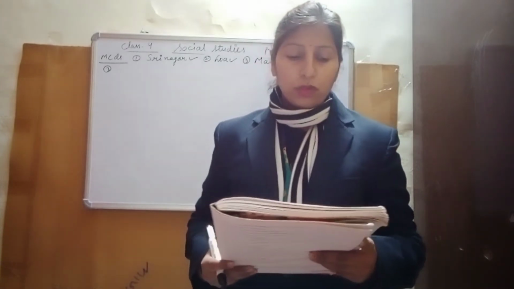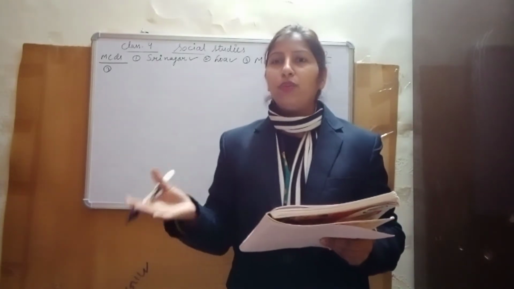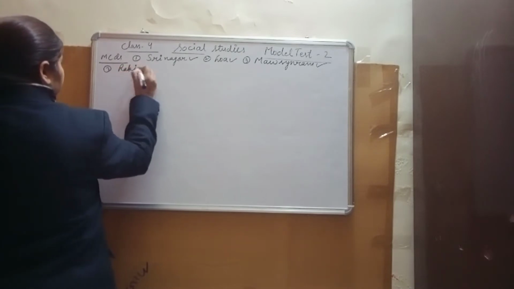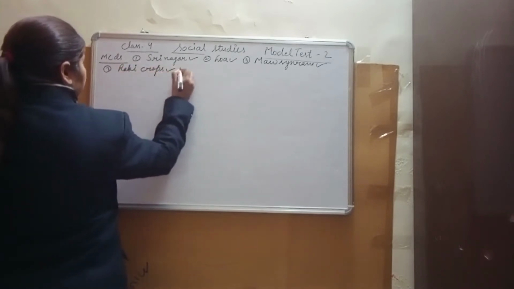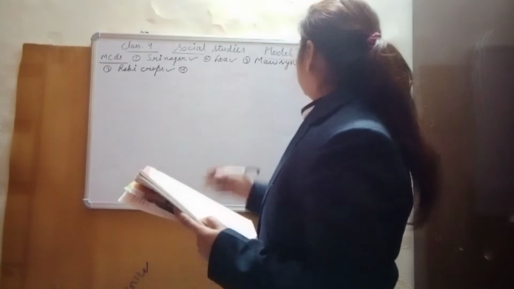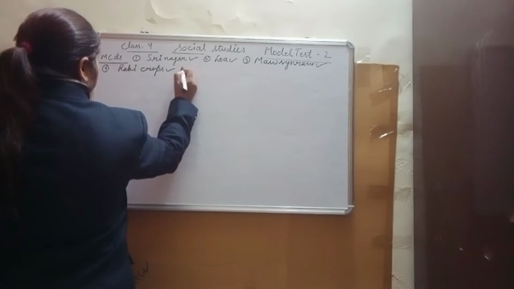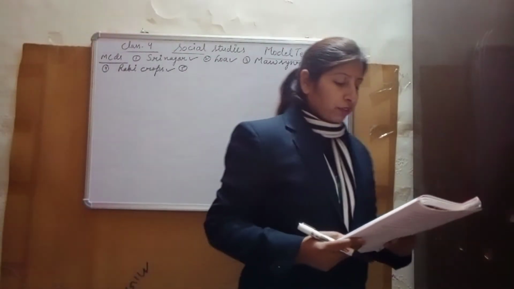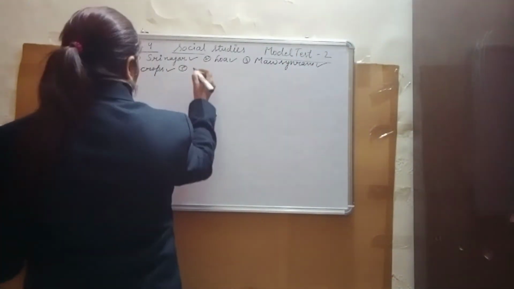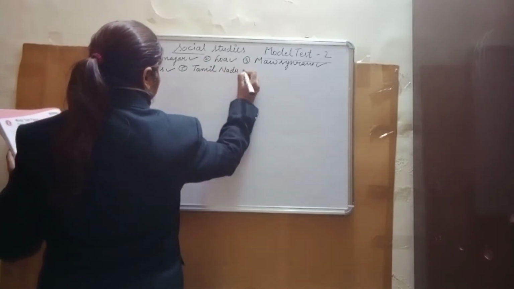Question number 4 is, food crops sown in the winter season are called. The food crops which are sown in the winter season, what do we call them? We call them rabi crops. Write down the answer. Sorry, this is number 4 and this is number 5. Which of the following states is not a part of the northern plains? The answer is Tamil Nadu. You can solve also.